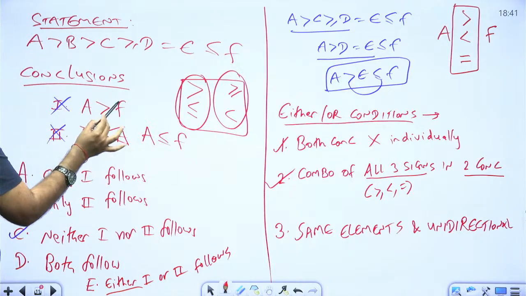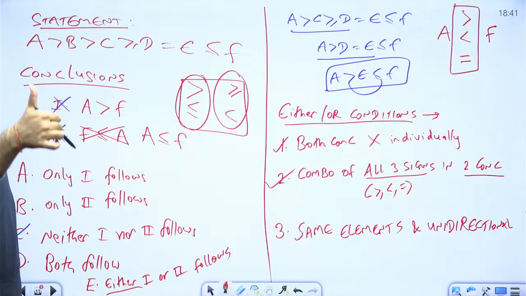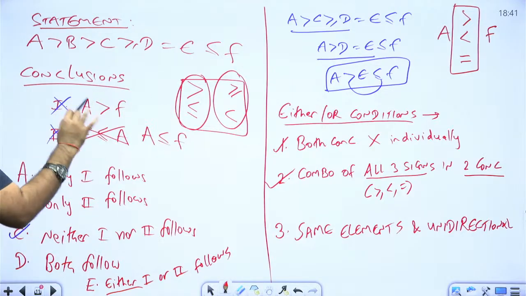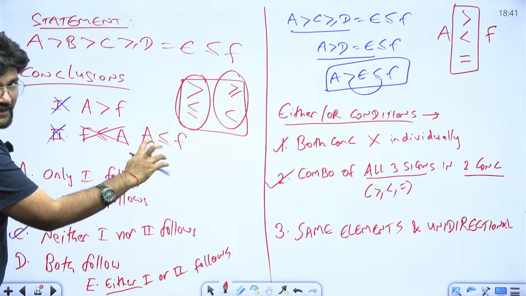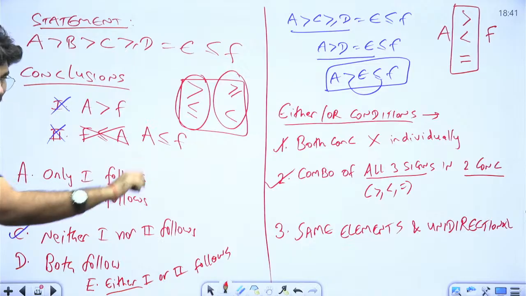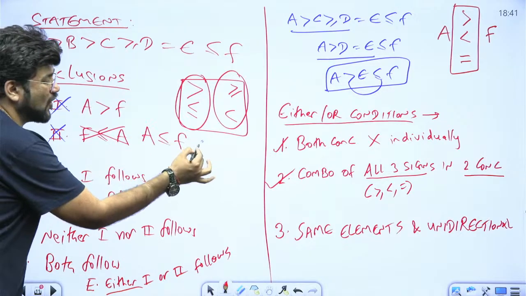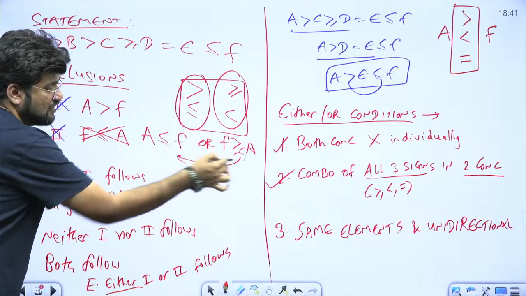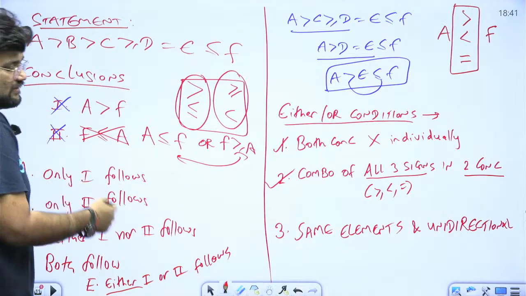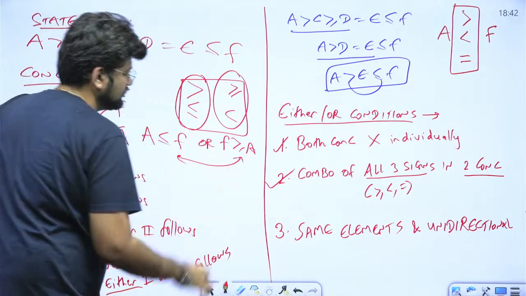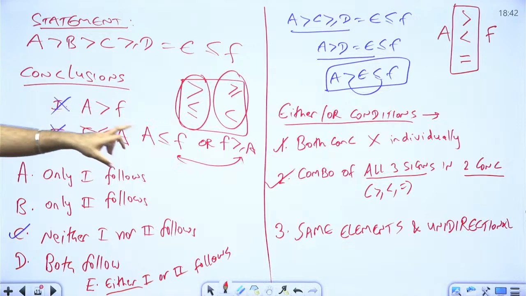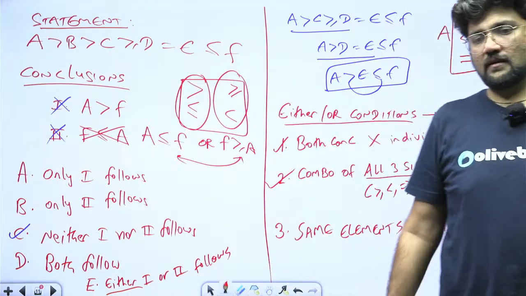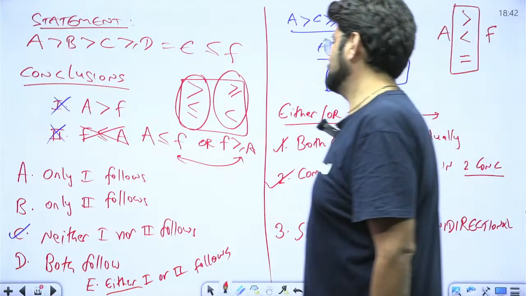So A is greater than F, A is less than equal to F. Only then is it valid. Both should be unidirectional. But if it was written as F is greater than equal to A, then I can just flip it, either this or this, F is greater than equal to A, because they are one and the same things. But this one was incorrect. Got it? Clear? So they need to be same elements and unidirectional. Okay, fine.